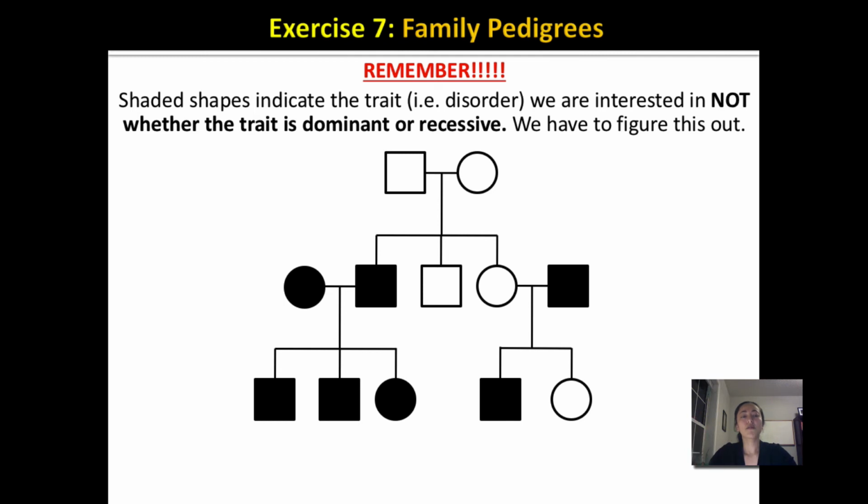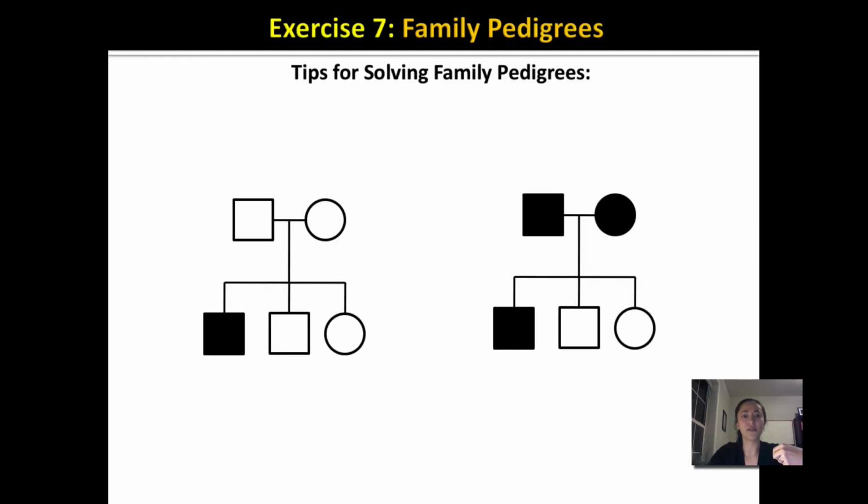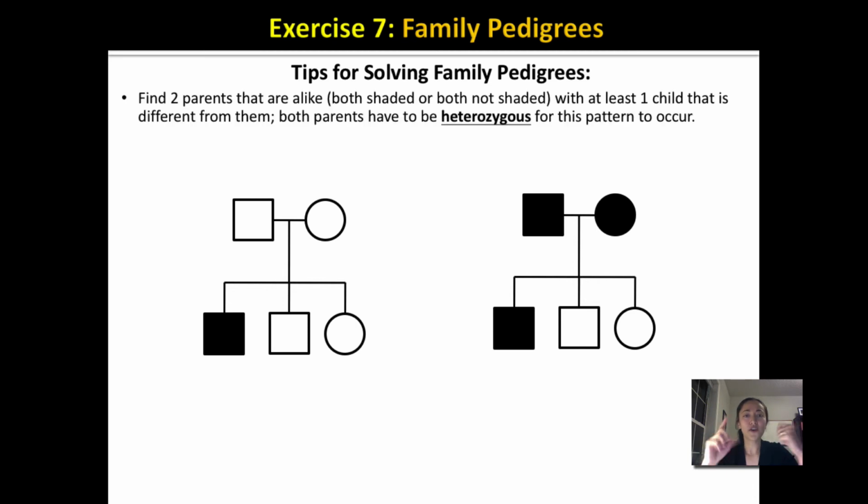So an important thing to remember, the shaded shapes indicate the trait that we're interested in. It does not tell us whether it's dominant or recessive. That's something that we have to figure out on our own. So some important tips for solving family pedigrees. First thing, in every pedigree that you will see, if it's one that has enough information to tell whether the trait's due to a dominant or recessive allele, you're going to find 2 parents that are alike.